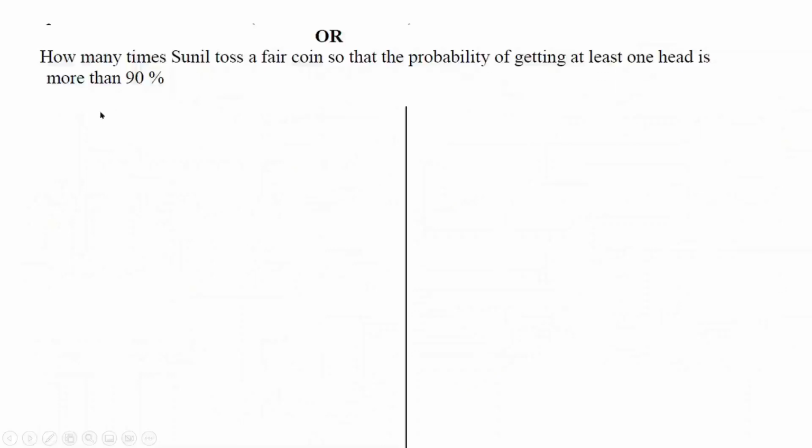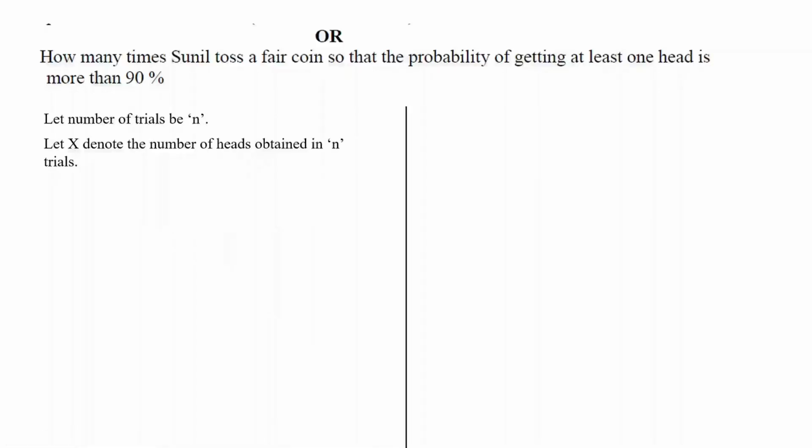Moving on to the or part of the same question. How many times should Sunil toss a fair coin so that the probability of getting at least one head is more than 90%? So here this is a question from the handbook itself. So we are familiar with the steps and the solution.